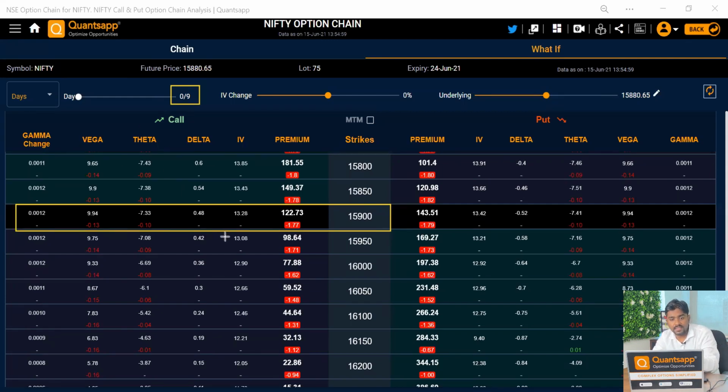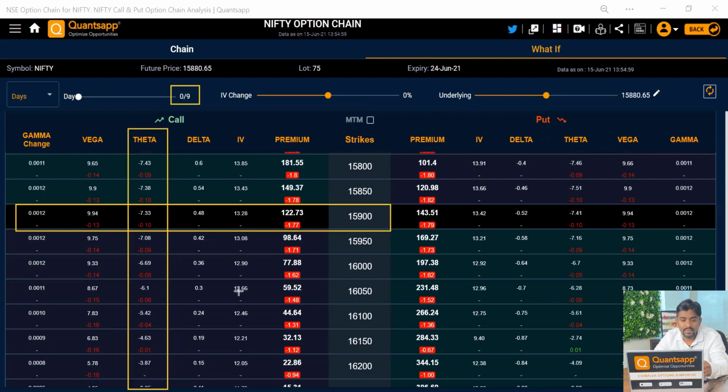As time passes, the option premium loses its value. Why will it lose its value? Let's see how. Theta gives you the one-day value that will be lost from an option strike price. So we can go with 15,900. Let's see what the effect is now.